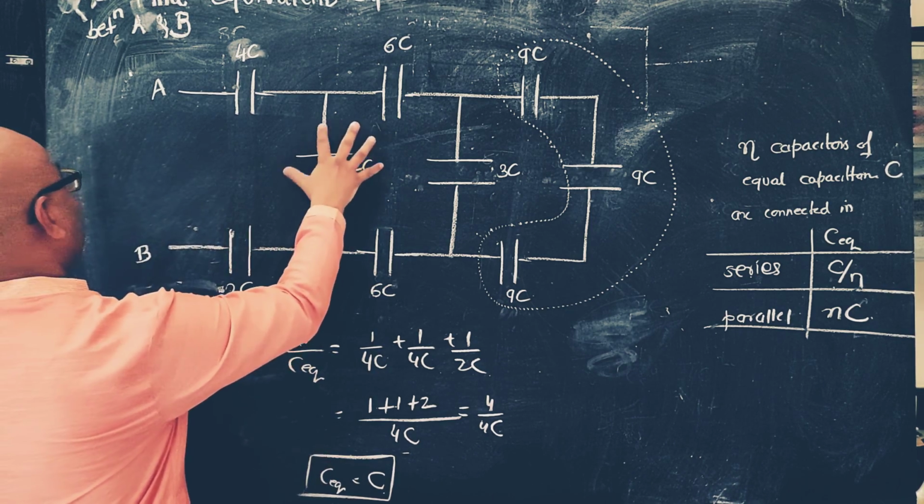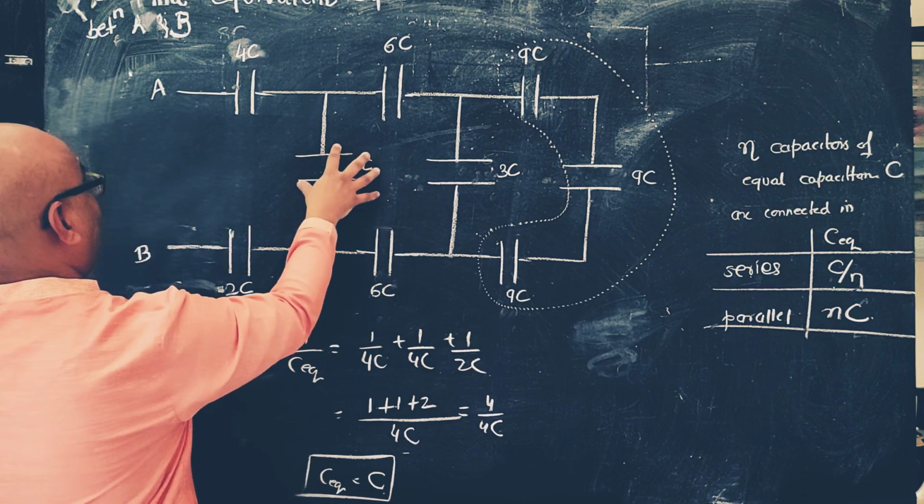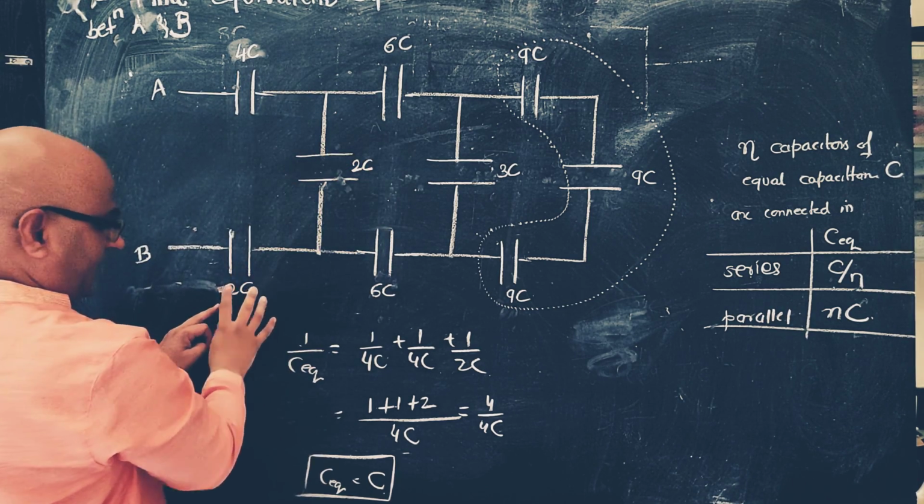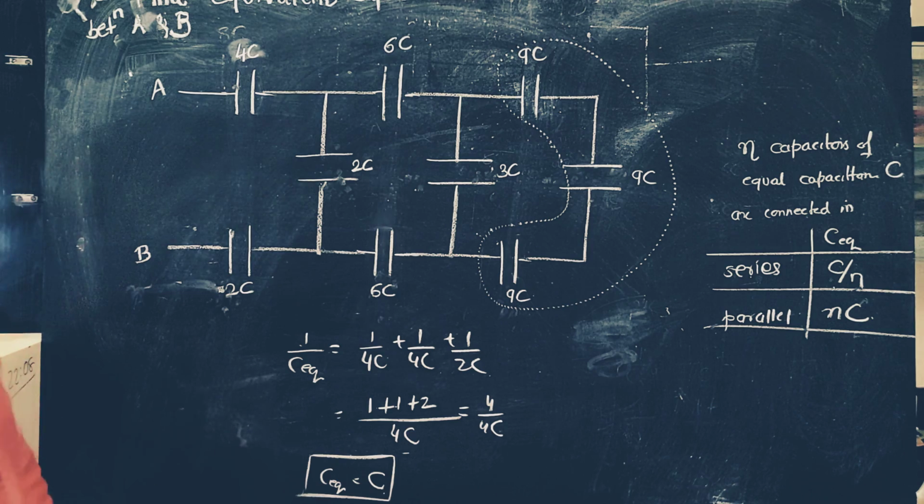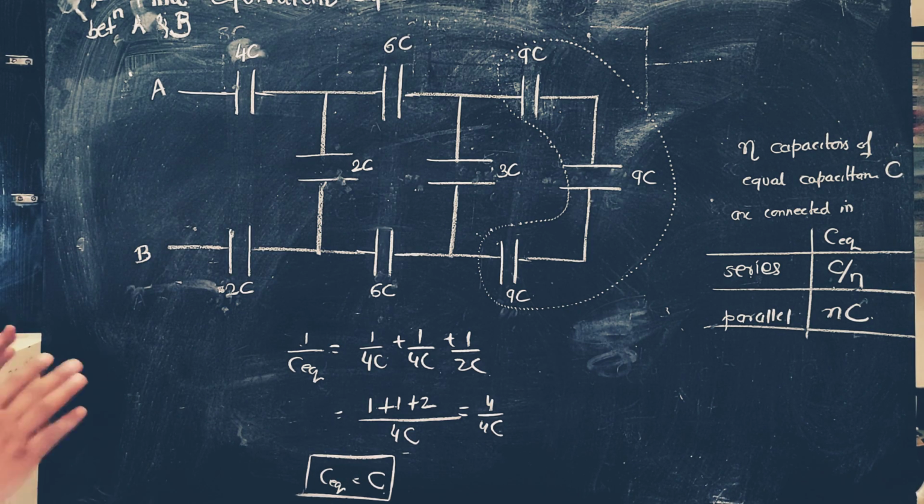Look carefully, the answer here was 4. 4 and 4 make 2. 2 and 2 make 1. Your answer is: C equivalent is equal to C. Okay. If you have not understood, just rewind the video and once again try to understand what I have tried to explain. And please take a note of this.